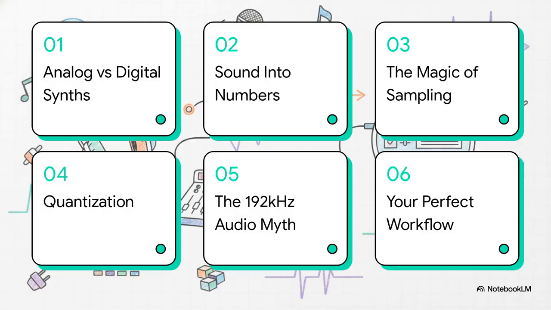Here is our roadmap for today's explainer. First, analog versus digital sense. Then, translating sound into numbers, followed by the magic of sampling and quantization. After that, we are going to debunk the 19.2 kHz audio myth, and finally, help you find your perfect workflow.